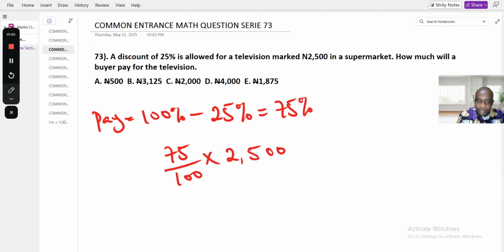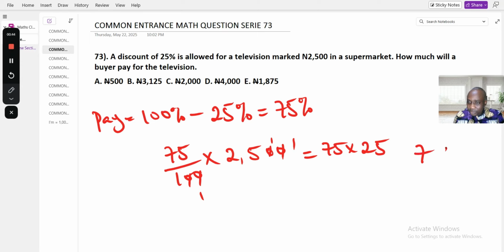Zero cancel here is zero. Zero cancel here is zero. Zero cancel here is zero. Here is zero. There is nothing under again. Therefore, we have at the top, which is numerator, 75 multiplied by 25. 75 multiplied by 25. Because they are not going to allow you to use calculator when you are writing common entrance exam, you are going to multiply it this way.